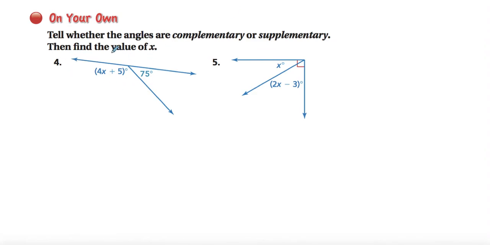Let's look at the first problem, labeled as number 4. We have two angles that come together to form a straight line. So I know that we are looking at supplementary angles. I can set up my equation by writing 4x plus 5 plus 75 is equal to 180.